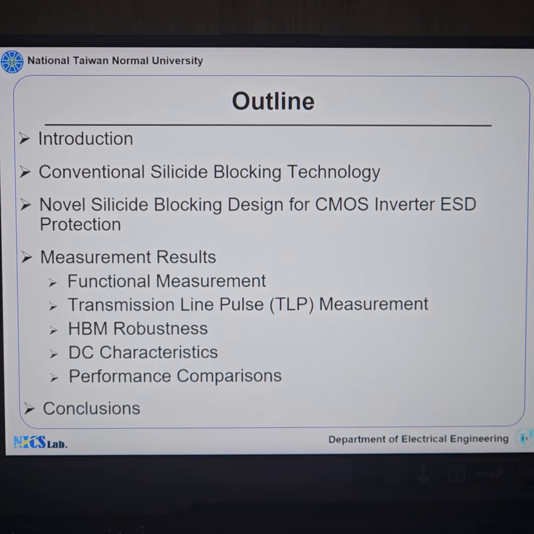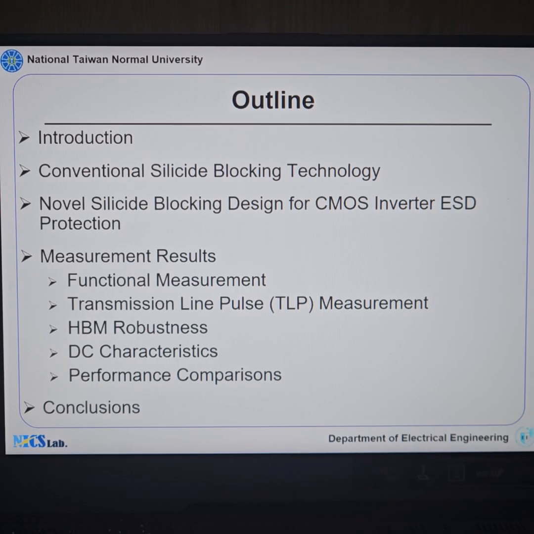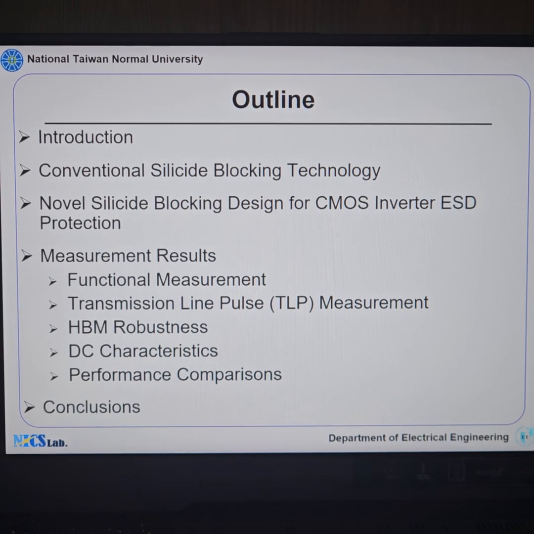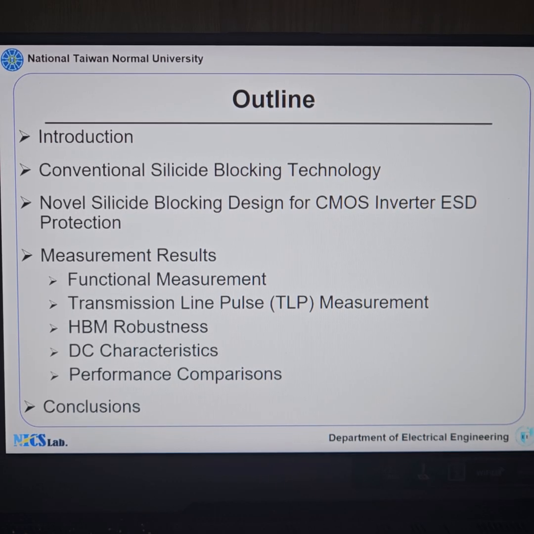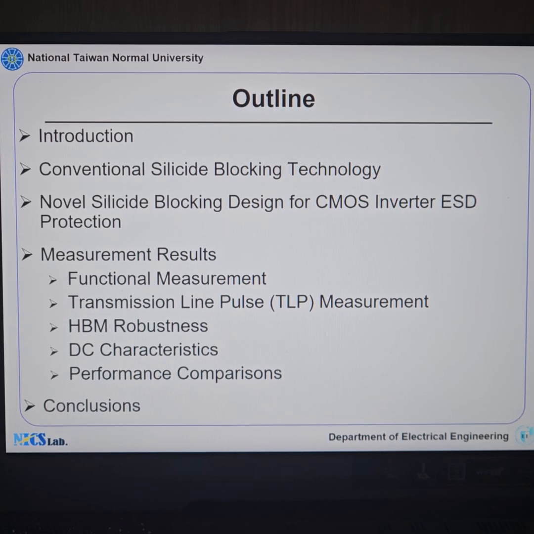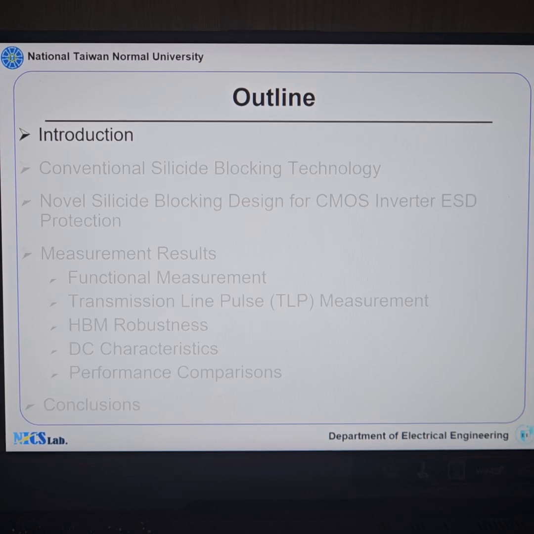Here's the outline of my presentation. I will start with an introduction to ESD, followed by an overview of conventional silicide blocking technology. Then I will discuss our novel silicide blocking design for CMOS inverter ESD protection, present measurement results, and conclude with key findings.